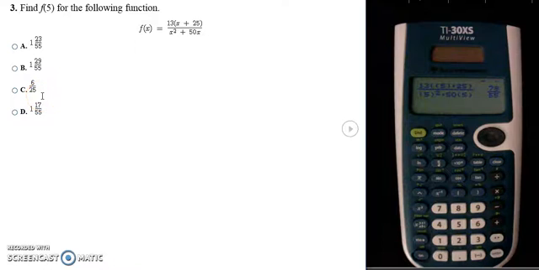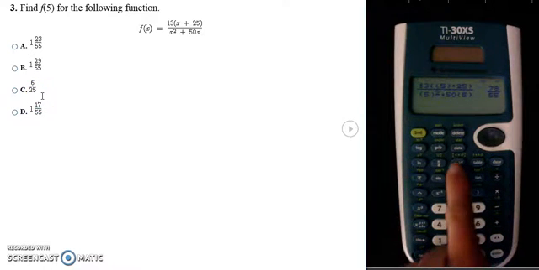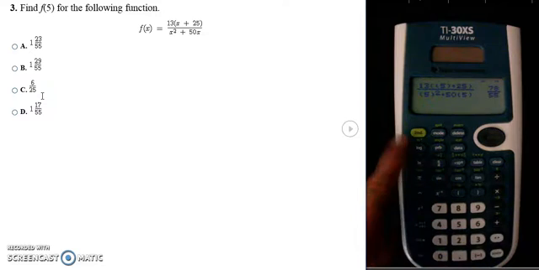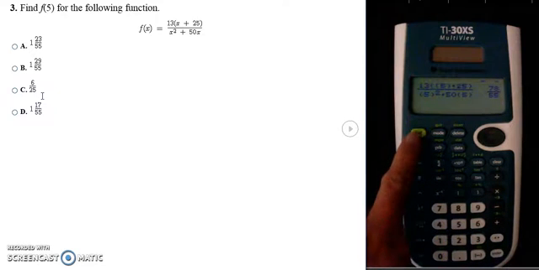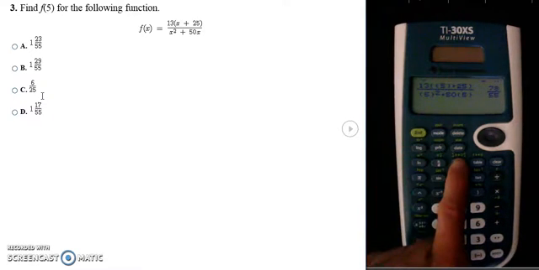So that means I'm just going to have to go one more step and use this button here that is converting between improper and mixed numbers. So it's there in the green. Because it's in the green, that means I'm going to have to press the second button first. So I'm going to press second and then the conversion.